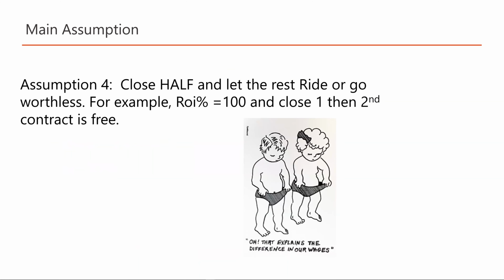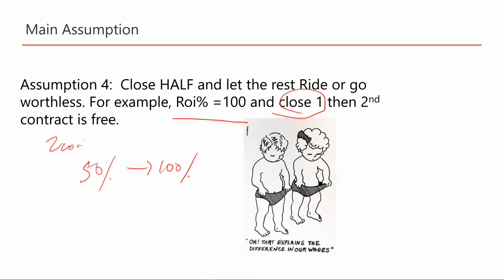Main assumption number 4 is to close half and let the rest ride or go. So this is kind of like a risk management or profit taking assumption, but this is the whole point of opening up 2 contracts, so that you can manage that risk and experience max profit. In terms of risk management, once you hit 100% return, the assumption is that you're going to close 1 no matter what. You force yourself into a position that closes the first contract, anywhere between 50 to 100%. That's what you want to try to hold on to when you have 2 contracts.